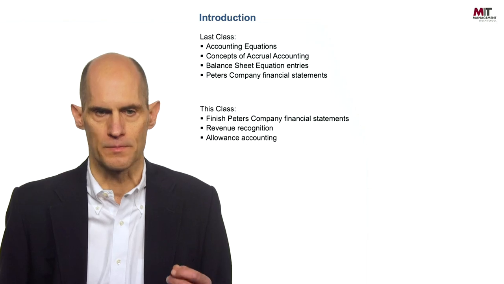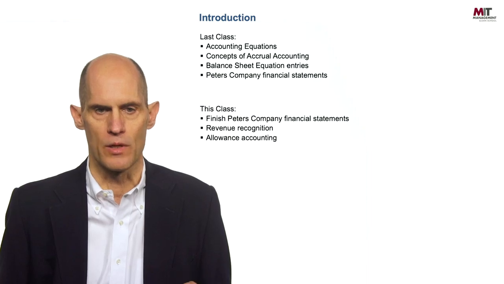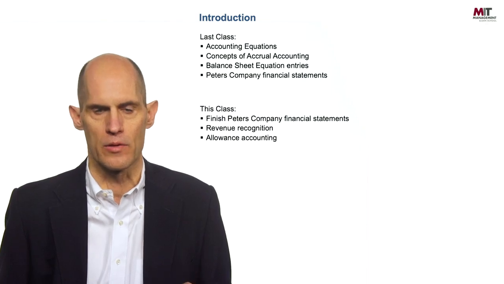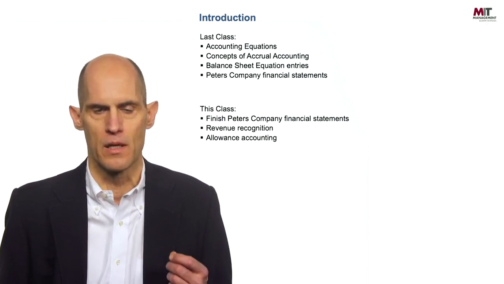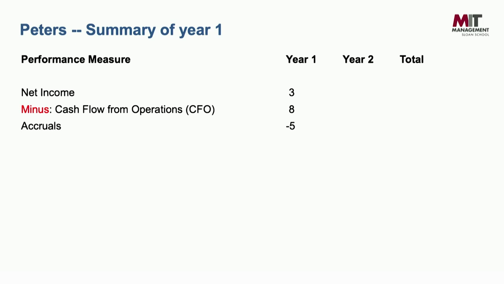In this class, we're going to finish up the Peters Company financial statements, and then we're going to introduce revenue recognition, how companies recognize revenue, and then we're going to introduce allowance accounting, how companies make estimates for the allowance for bad debt and allowance for returns. So remember from last time, this is where we ended up.